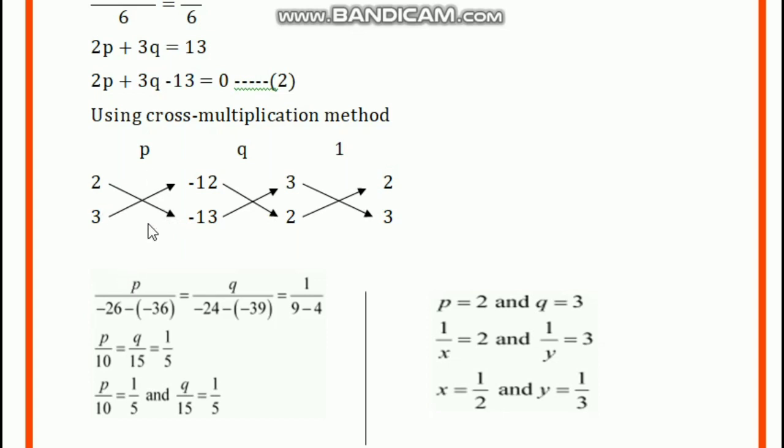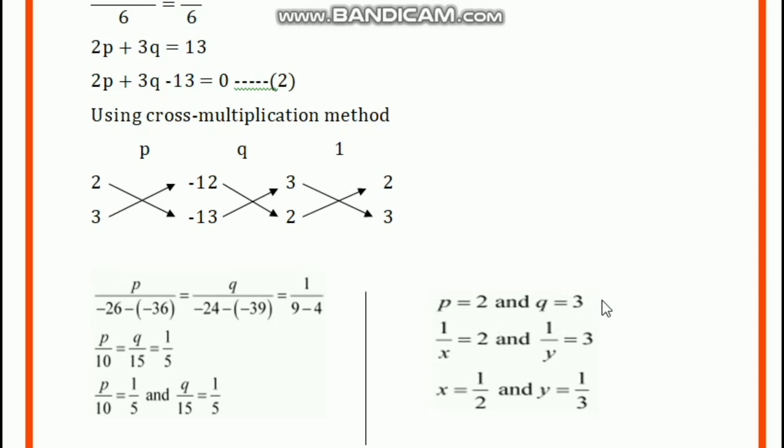then p divided by minus 26 minus of minus 36, and q divided by minus 24 minus of minus 39 equal to, then 1 divided by 3 3s are 9, 2 2s are 4. Okay, students here only make mistakes, so do it carefully. Thereafter, if we simplify, we get p by 10 equal to q by 15 equal to 1 by 5. Okay, so finally p by 10 equal to 1 by 5 and q by 15 equal to 1 by 5. Therefore, p equal to, just do cross multiplication. You will get p equal to 2 and q equal to 3.